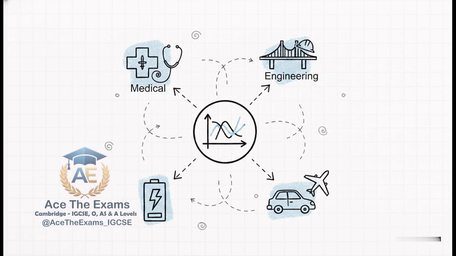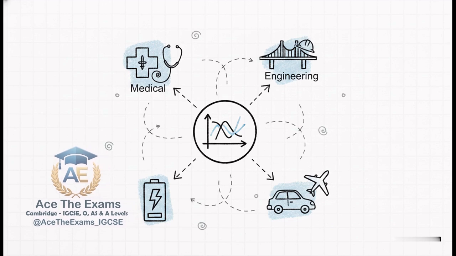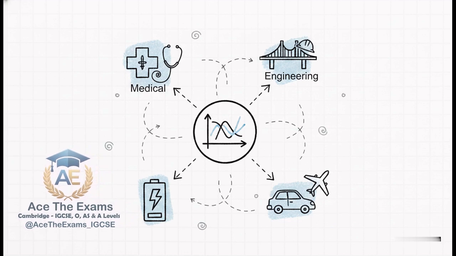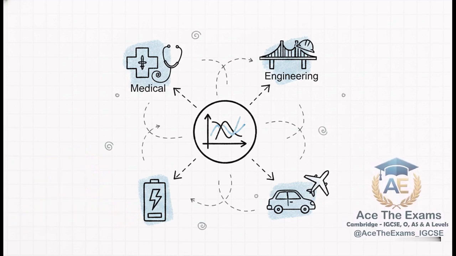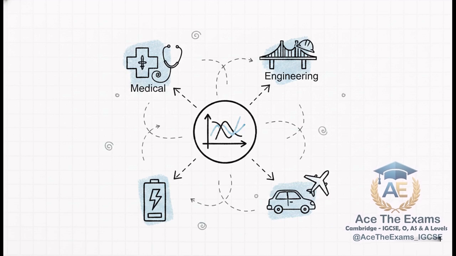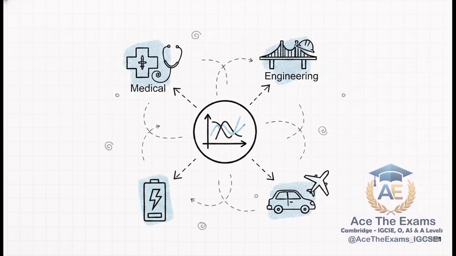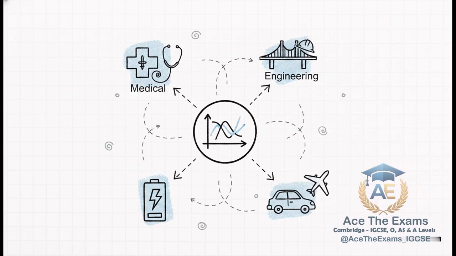Take car safety mechanisms, for example. Understanding how to extend the time of a crash, which you can model on a motion graph, directly explains how crumple zones reduce the force on the passengers. But remember, don't just name the application. You have to explain why the physics helps us actually predict or improve outcomes in that specific situation.